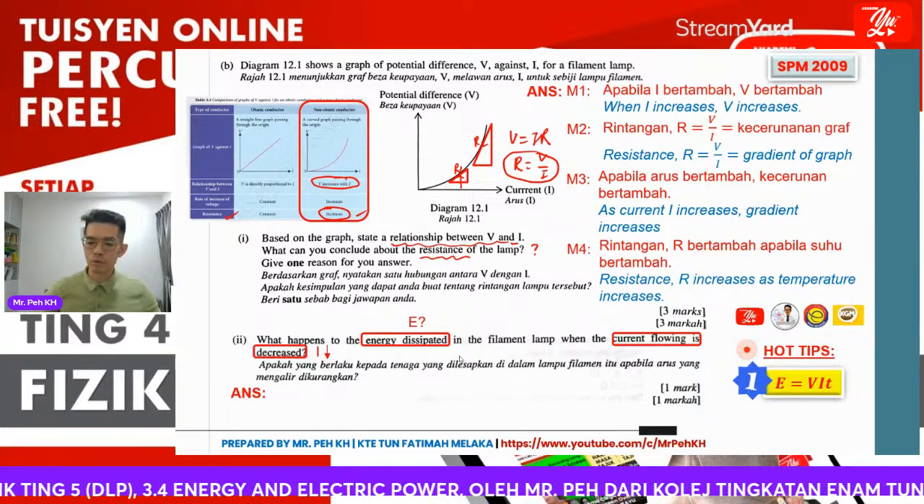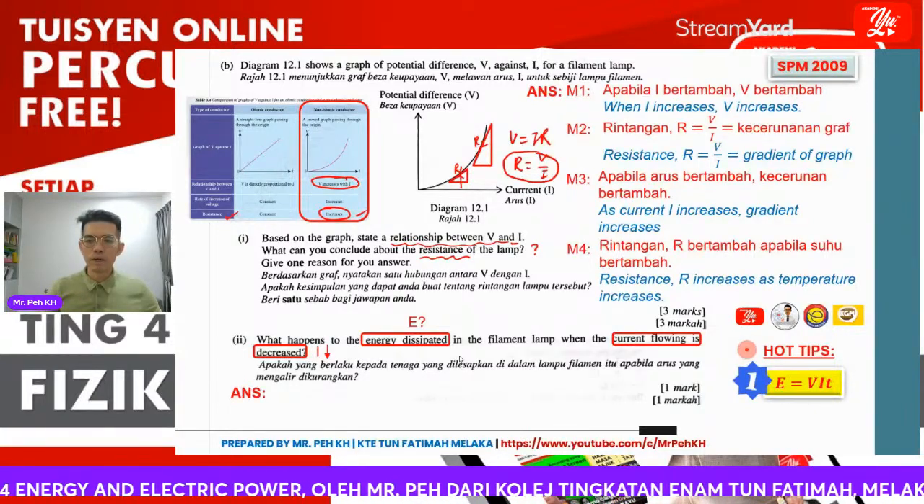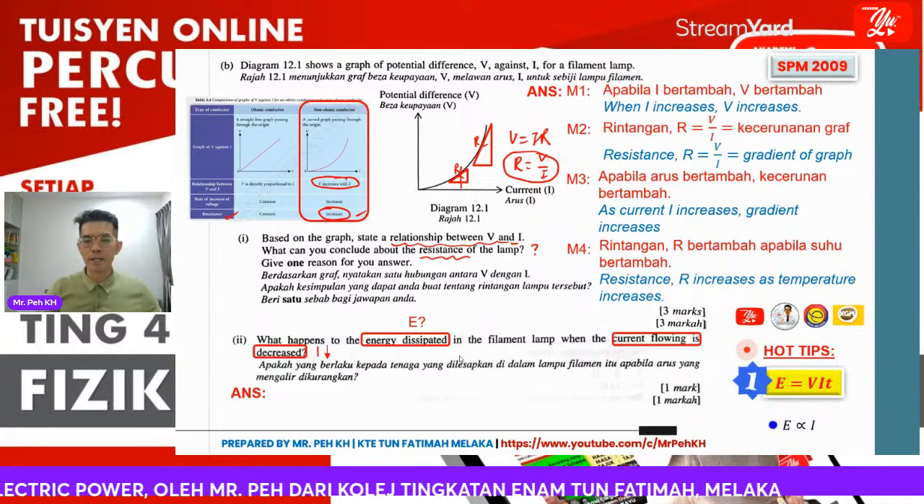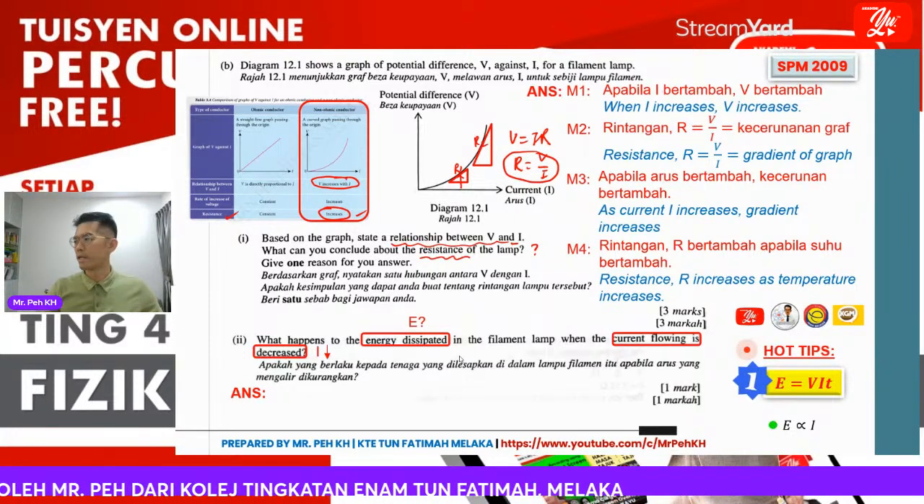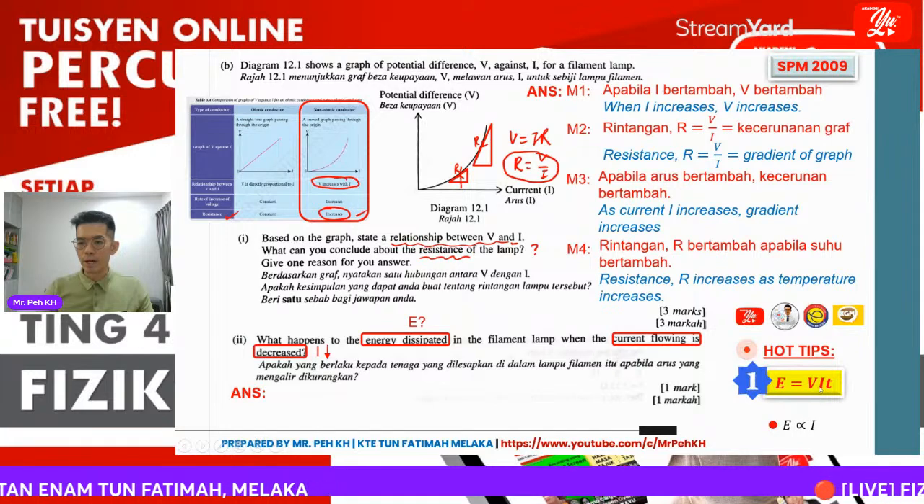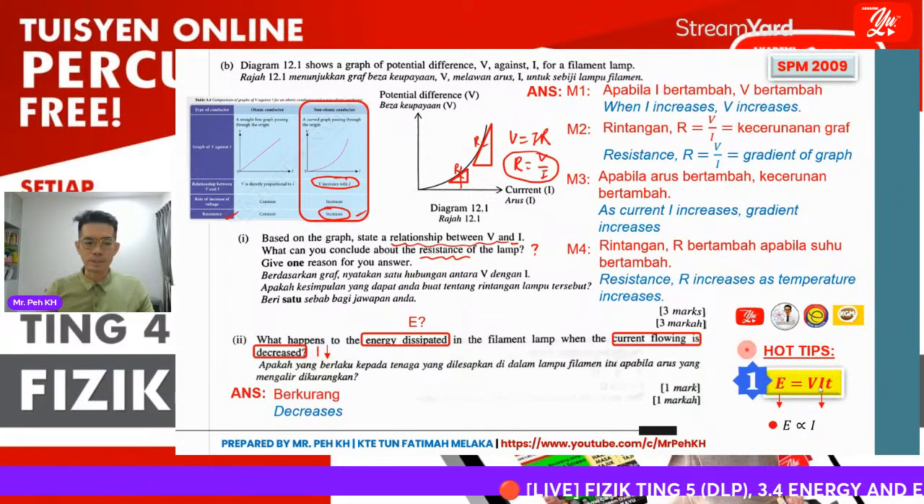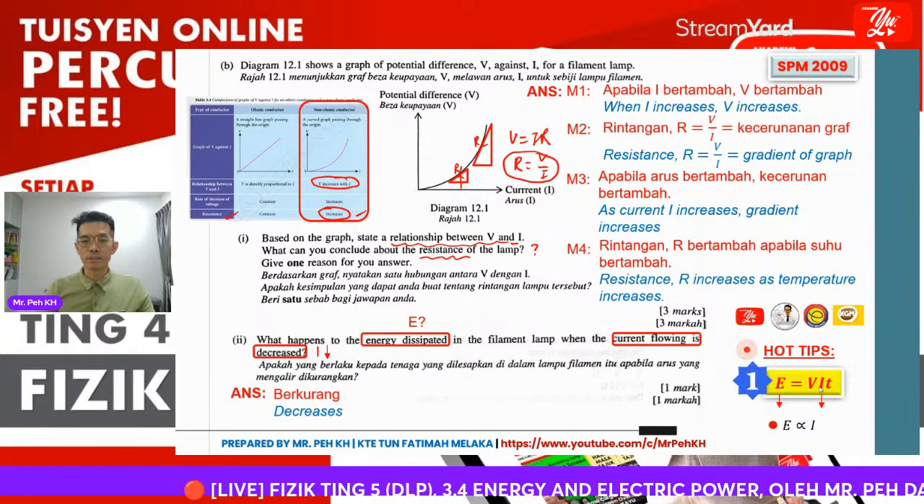So now we need to find the relationship between E and I. We are very clear that they are directly proportional. So when I decreases, E will decrease. This is how you can answer this question.